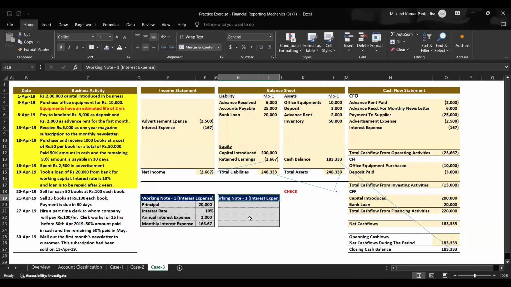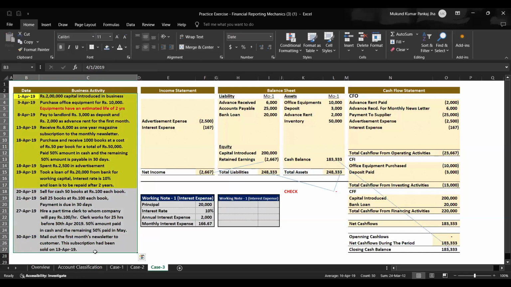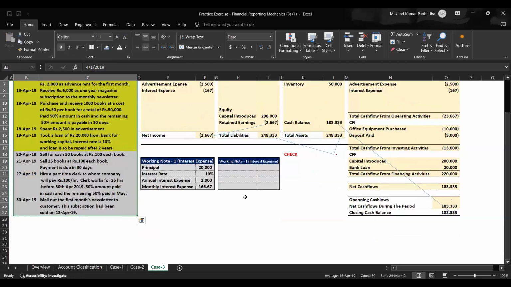Okay, positive 5,000 is depreciation. Again, I won't be able to agree with you. I think you are calculating depreciation for 1 year. But I am asking you to calculate it for 1 month, because the financial statements are just for 1 month and we are making it for 30th April. Yes, PK sir, you are correct.